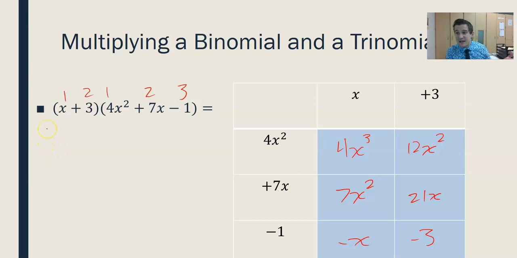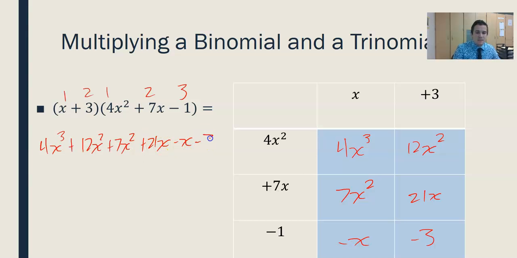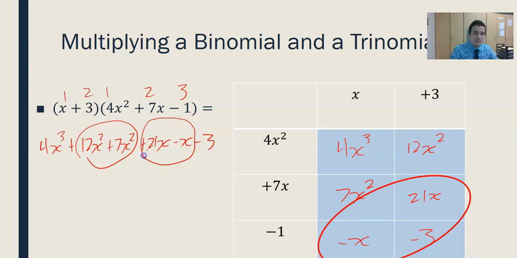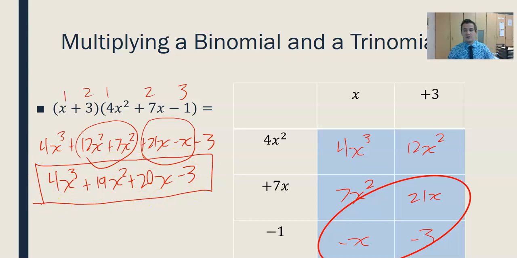So if I write all these out in the form of a polynomial, I have 4x cubed plus 12x squared plus 7x squared plus 21x minus x minus 3. And you'll notice, again, this doesn't always happen, but right in here, there are my x squareds. Those are the terms I'm going to be able to combine together. And here are some x's. I'm going to be able to combine those x's together as well. So 4x cubed plus 12x squared plus 7x squared is 19x squared, plus 21x minus 1x is 20x, and then minus 3. That right there would be my final answer.